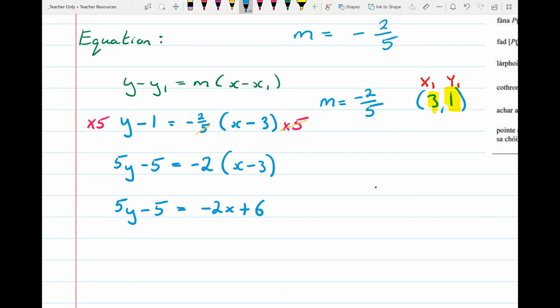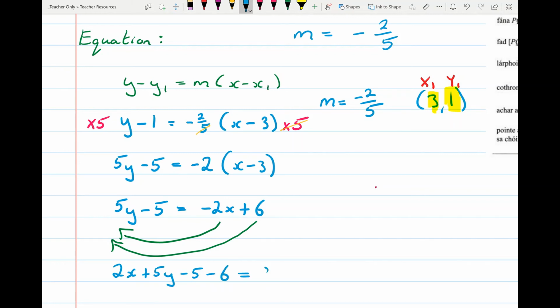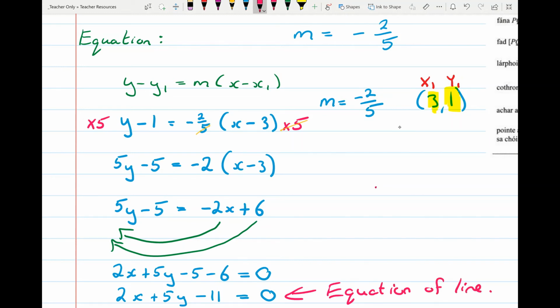And we're going to bring everything over to one side because at the end we want to get a positive x value. So instead of minus 2x, I would like to have 2x plus 5y minus 5 minus 6 equals 0. And then tidy it up, we'll have 2x plus 5y minus 11 equals 0. And this is the equation of our line. So it's a formula with an x and a y in it. That's what makes it a line, if it has an x and a y that can be filled in. Very useful to know the equation of a line.